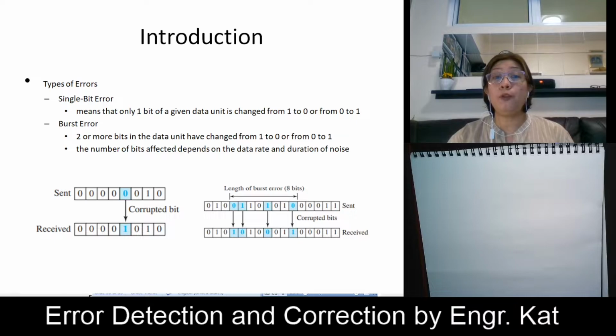If you look at the figure here, you can see an example of a single bit error. The first figure represents a single bit error, while the second figure represents a burst error, which is two or more bits. It may be consecutive, or it can also be in different positions.